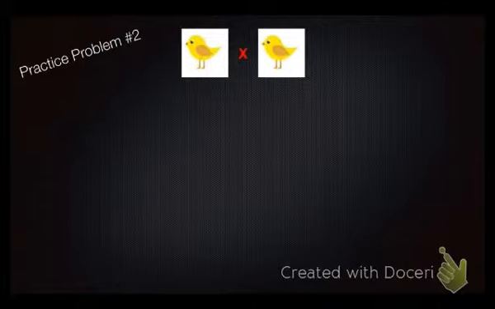Practice problem number 2. This time we're going to cross 2 yellow birds, and we're going to say that both of these parents are heterozygous for gene A and gene B. So this one's genotype would be big A little a and big B little b, or heterozygous for both genes. And same with this one.